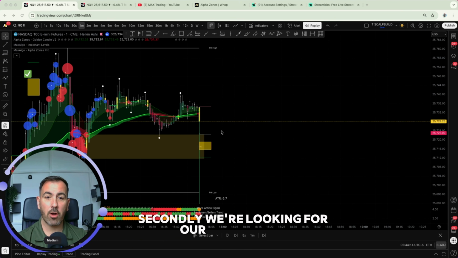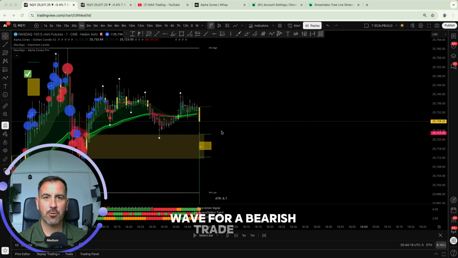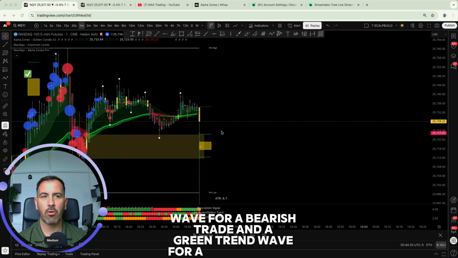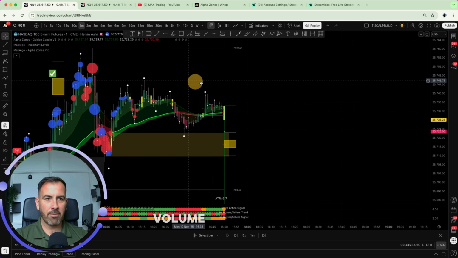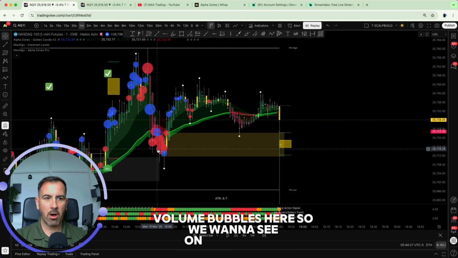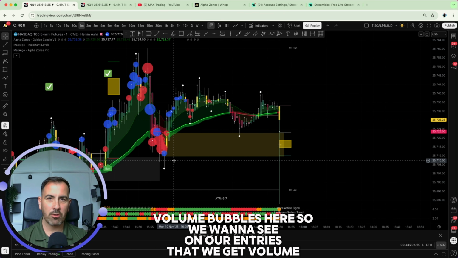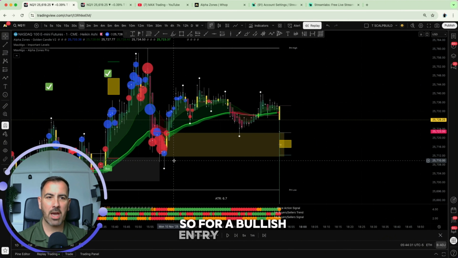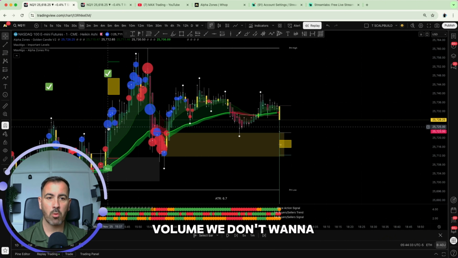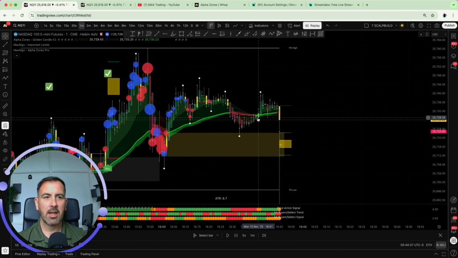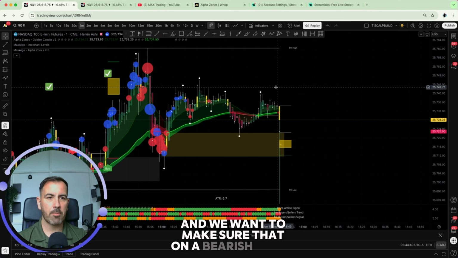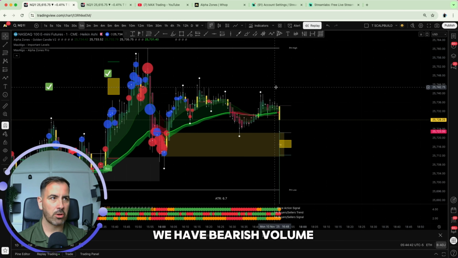Secondly, we're looking for our trend wave to align. So a red trend wave for a bearish trade and a green trend wave for a bullish trade. Third thing we need is these lovely volume bubbles here. So we want to see on our entries that we get volume. So for a bullish entry, we want to see bullish volume. We don't want to see bearish volume. That means that the sellers are in control. And we want to make sure that on a bearish trade, we have bearish volume.